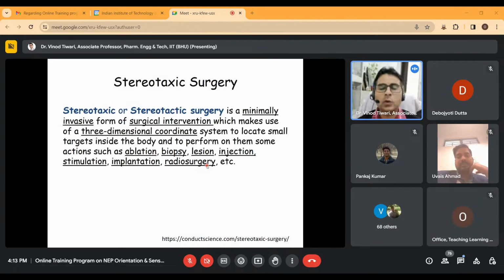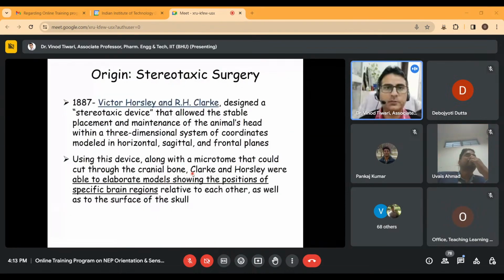So this technique is very, very useful both in preclinical research, meaning in the animal models where we are using it as a platform for drug discovery, and also in the clinical field where doctors, surgeons are using this technique for the treatment of different kinds of patients. So it's a very useful technique. That's what I would like to say here.